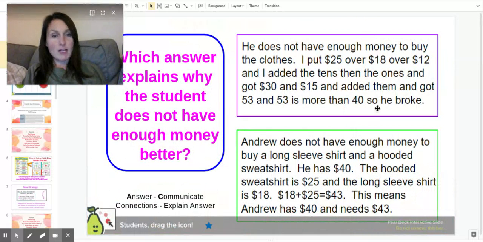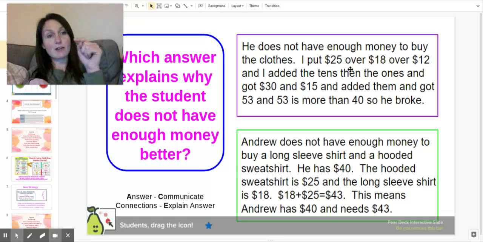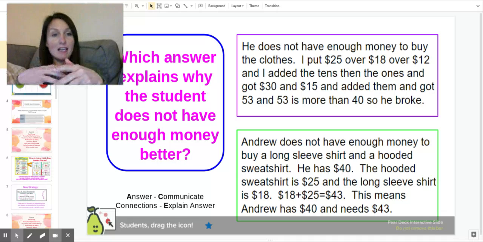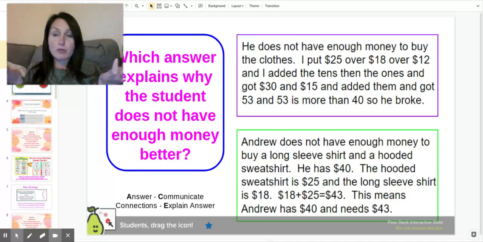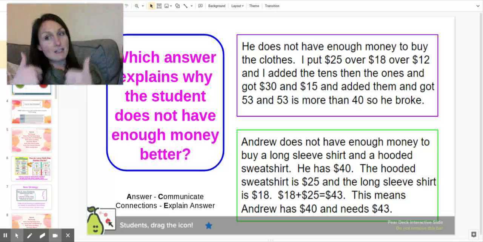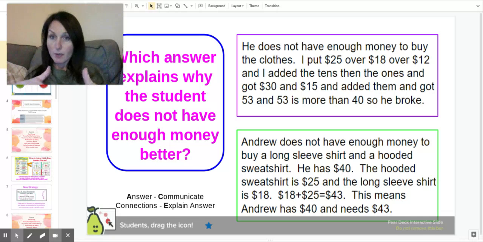So I want you to look at these two different written answers, and I want you to decide which one you think explains better why a student does not have enough money to buy what they were supposed to buy. This one says, he does not have enough money to buy the clothes. I put $25 over $18 over $12, and I added the tens and then the ones and got $30 and $15 and added them and got 53. 53 is more than 40, so we broke. Okay, do you feel like that's the better answer? Or do you think this is the better answer?